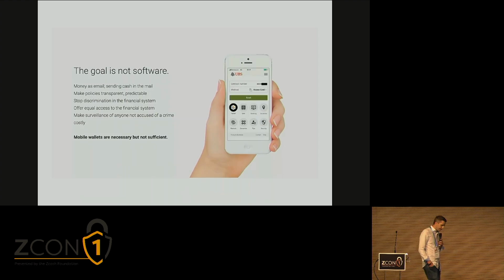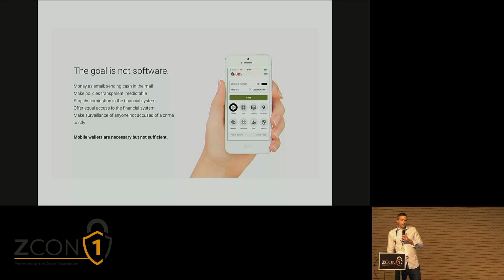So what are we here for anyway, though? I think an important part of any retrospective is to think about what you're trying to do in the first place. So I'm not here actually to write software to ship binaries. I'm much more interested in using money as email. I want to use money like sending cash in the mail, but with some guarantees, right?